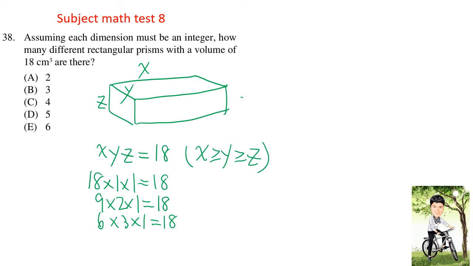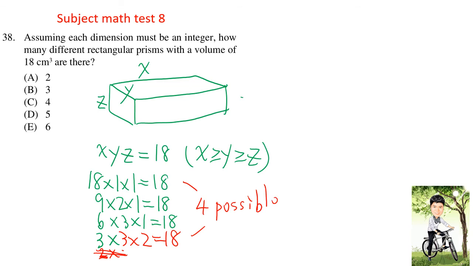The fourth possible is about 3. 3 times 6? No, it's not in order from large to small. Hence, we cancel it. It's 3 times 3 times 2 equals 18. It's the fourth possible. The fifth possible is about 2. It's not possible, because when x equals 2, the next terms are not possible. Therefore, the total is 4 possible.